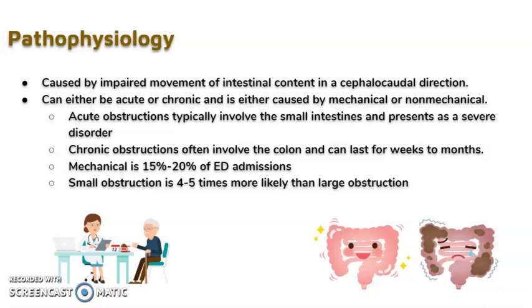Acute obstructions typically involve the small intestines and present as a severe disorder. Acute obstructions of the small intestines are potentially life-threatening, so it's very important to recognize the signs and symptoms, which we'll talk about later, as early as possible. Chronic obstructions often involve the colon and can last for weeks to months.